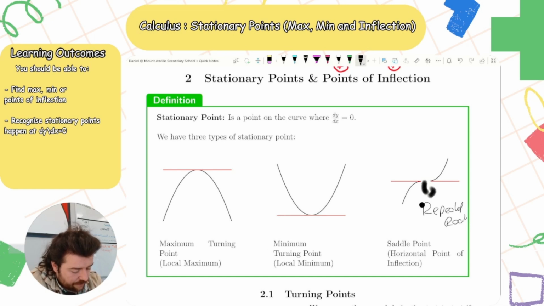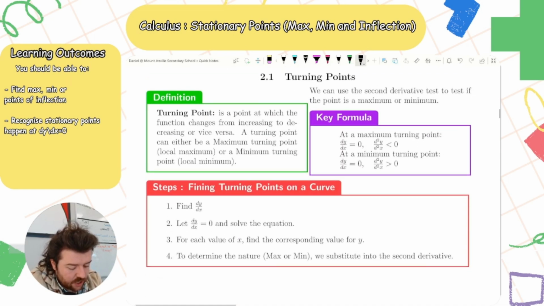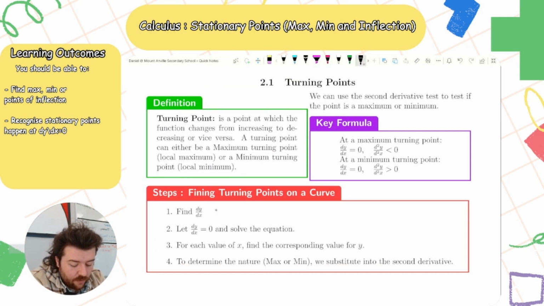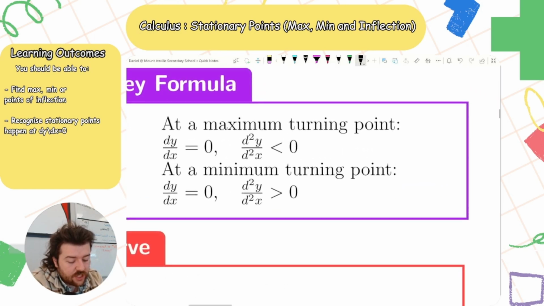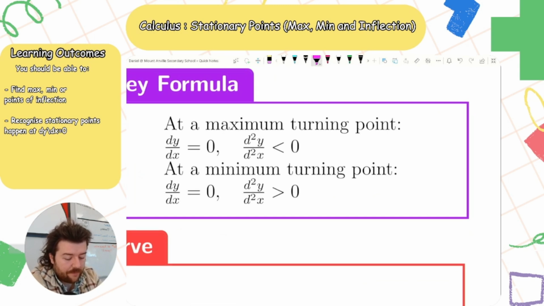Right. So how do we find turning points? We find dy/dx. We let it equal 0 and solve the equation, and then we sub back in the corresponding x values into my equation to find the corresponding y values. And then it's very important to determine if something is a maximum or minimum. It's very odd, right? So you have to remember to think the opposite.